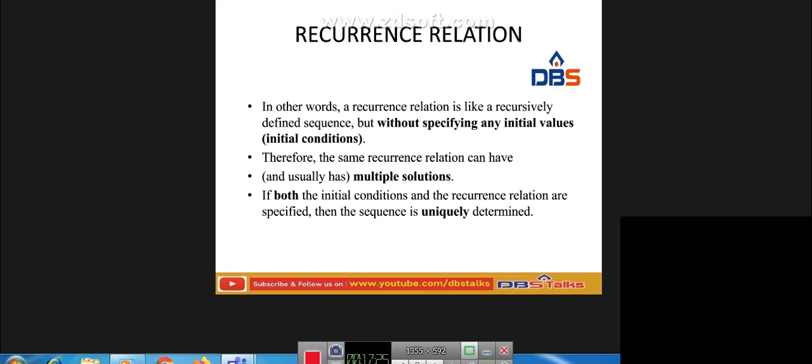Next, recurrence relation. In other words, a recurrence relation is like a recursively defined sequence but without specifying any initial values, that is the initial conditions. Therefore, the same recurrence relation can have multiple solutions. If both the initial conditions and the recurrence relation are specified, then the sequence is uniquely determined.